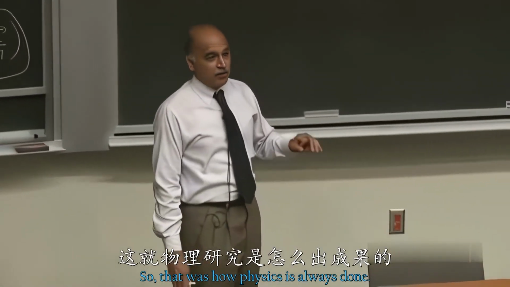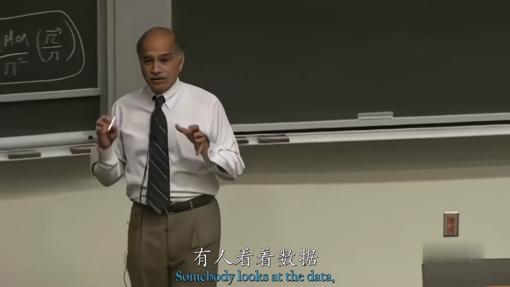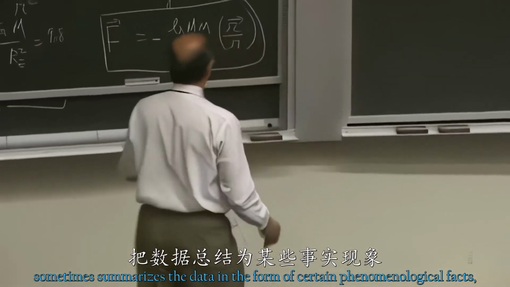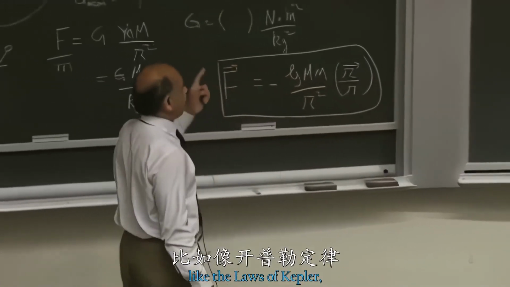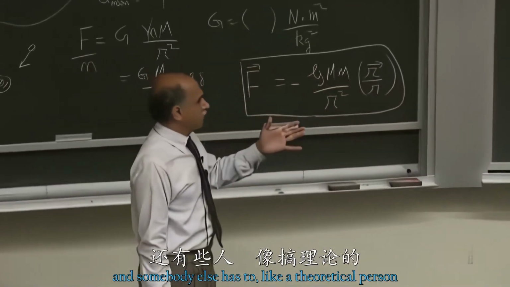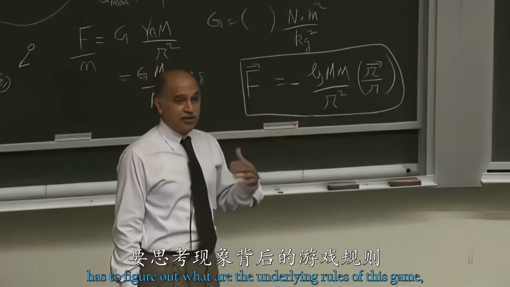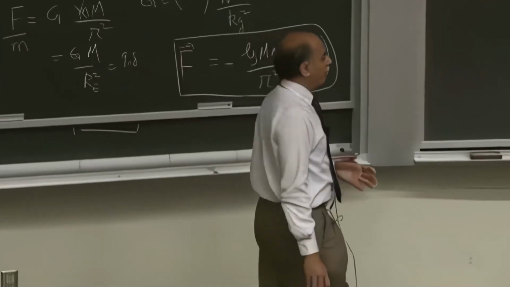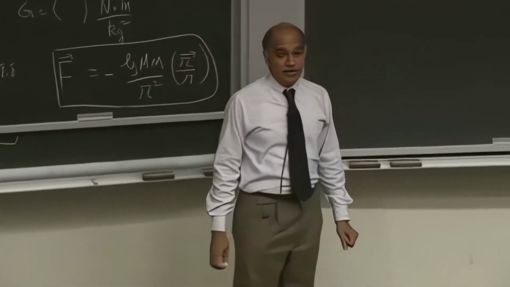So that was how physics is always done. Somebody looks at the data, sometimes summarizes the data in the form of certain phenomenological facts, like the laws of Kepler, then somebody else, like a theoretical person, has to figure out what are the underlying rules of this game, write it in mathematical form, and solve the mathematics and verify it.